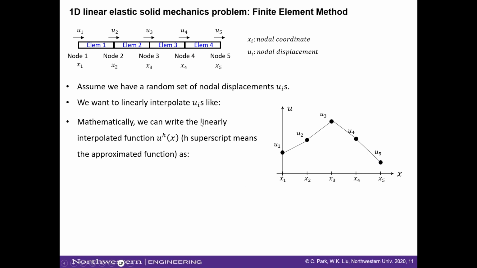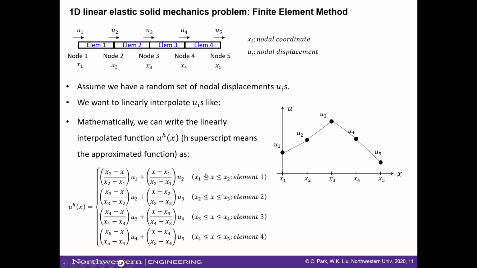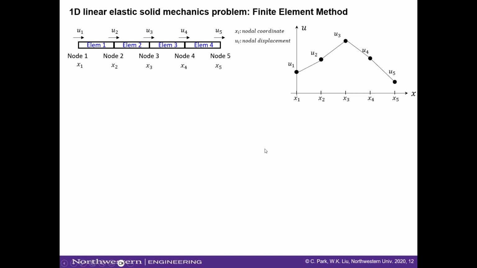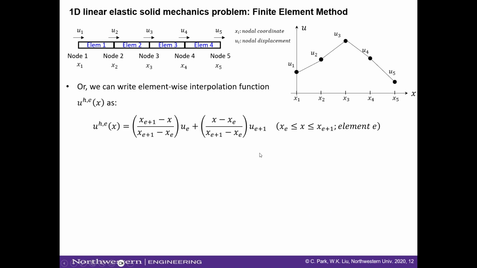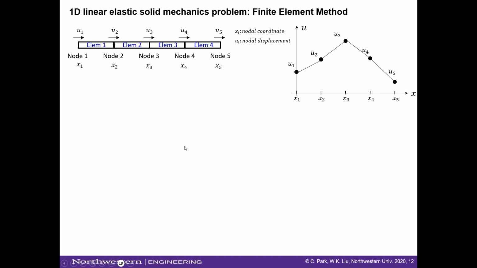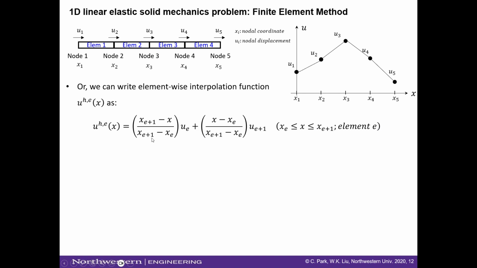So mathematically, we can write the linearly interpolated function u^h, which is shown here, as this, right? This piecewise linear function, there are 4 functions because we have 4 elements, is defined like this. This is very simple linear interpolation, right? But it is easier to formulate the problem by element. That's why it is called finite element. So we call this u^h of e, meaning the interpolated field of element e is this. So we just pick one of these out, right, and replace the index with element index e.